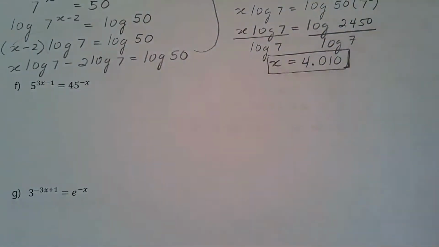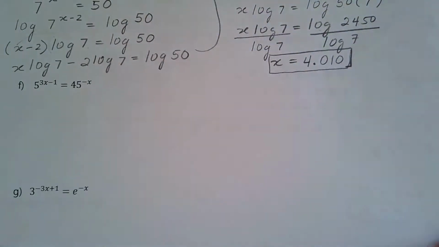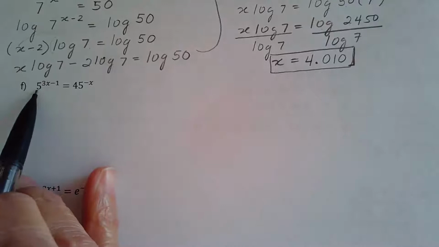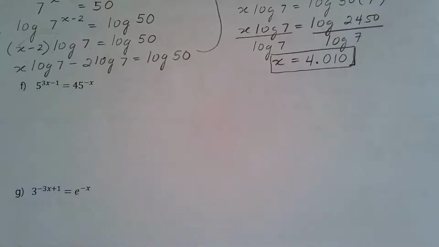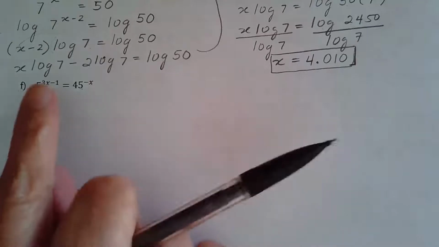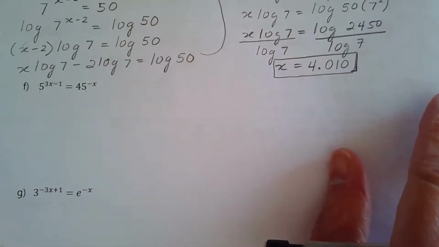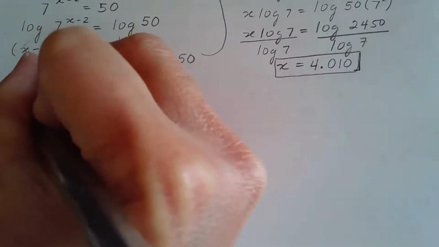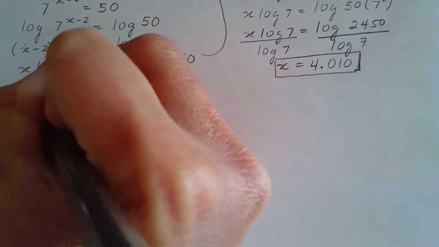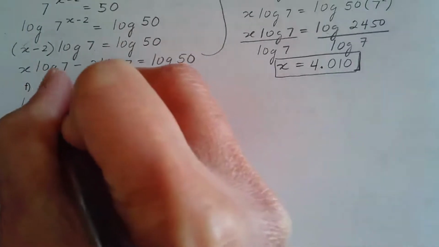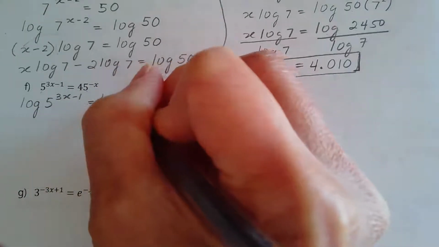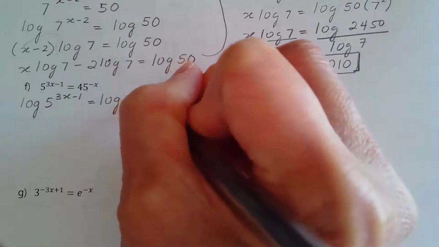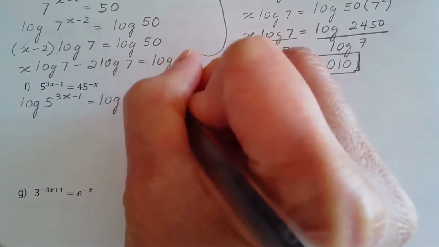Let's take a look at the next one. Let's see here. Again, we can't rewrite this as the same base. So what we could do is take the logarithm of each side of the equation. Log of 5 to the exponent 3x minus 1 equals the log of 45 to the minus x.